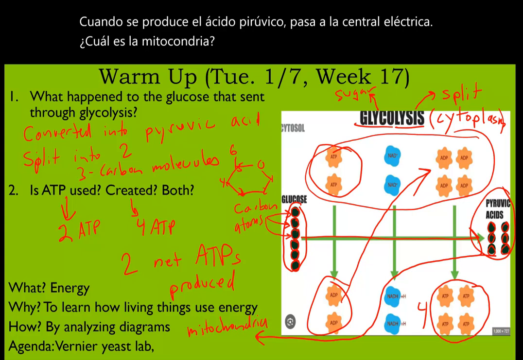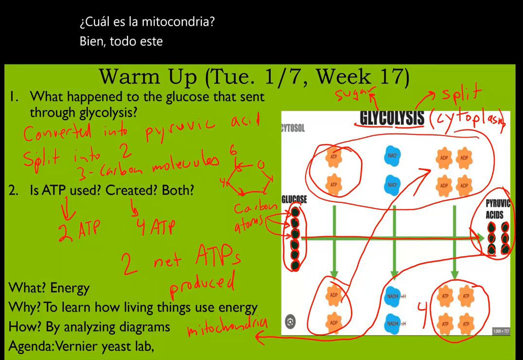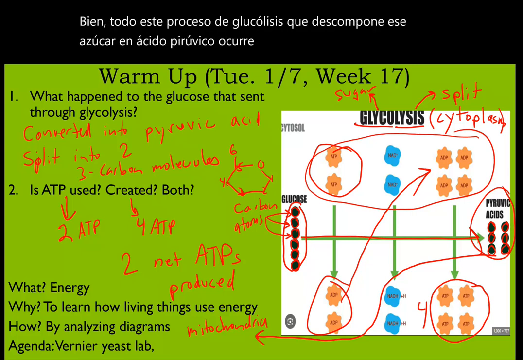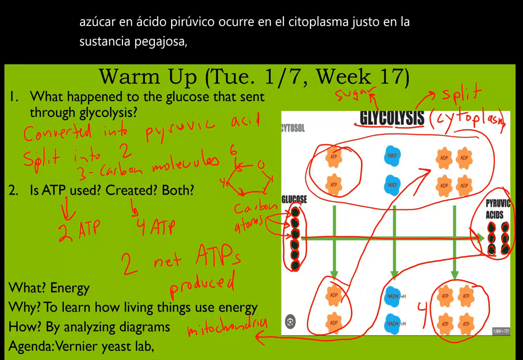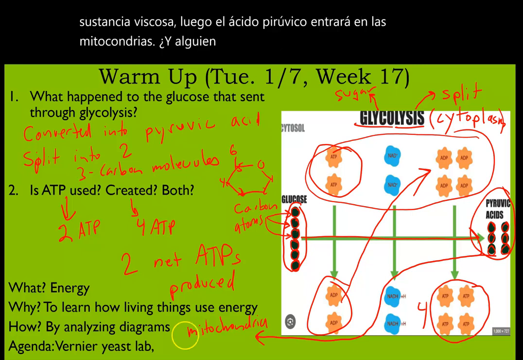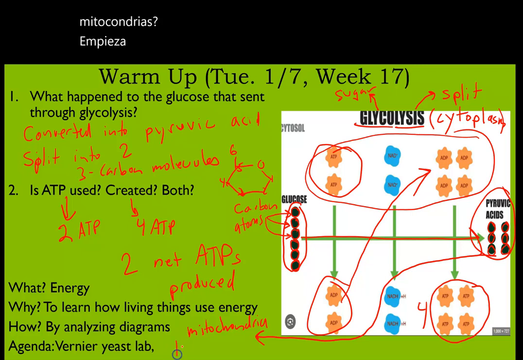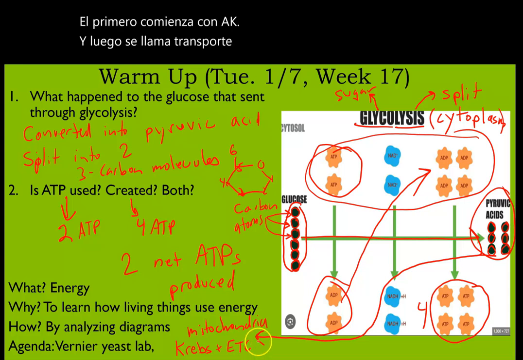So this whole process of glycolysis, breaking down that sugar into pyruvic acid, happens in the cytoplasm, just in the goo. Then the pyruvic acid will go into the mitochondria. Does anybody remember from your studies the main processes that happen in the mitochondria? First one starts with a K. Krebs cycle, and then what's called the electron transport chain, or it can also be called chemiosmosis.